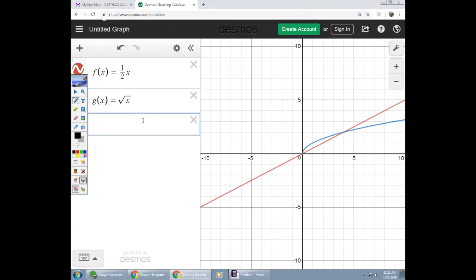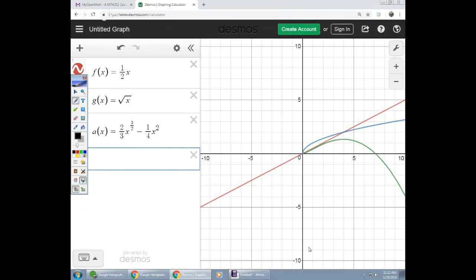All right. Now, I'm gonna make a function called a of x, a for antiderivative. And the antiderivative was 2/3 times x raised to the power of 3/2 minus 1/4 x squared. So the nice thing about having that is not really that the graph is there, but now I can use function notation. What is a of 4 minus a of 0?